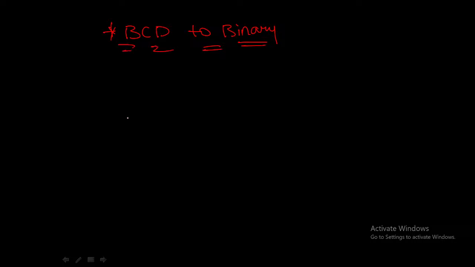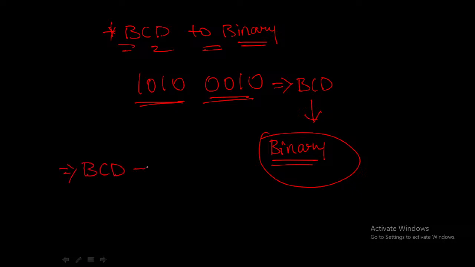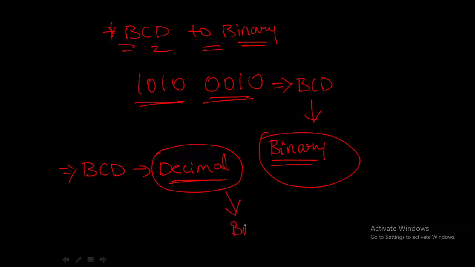What is the process? So if a BCD number, let's say 10100010, is given to us, and we want to convert this BCD number into a binary number, how can we do it? First we should convert BCD to decimal. Then we have to convert the decimal number into a binary number. This is the process we should follow.